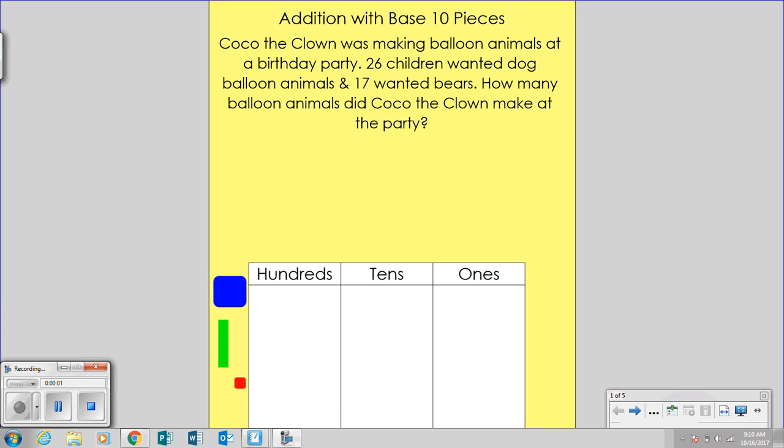What do we do for a word problem? Very first thing, we need to read it. We need to know what the word problem is even saying.